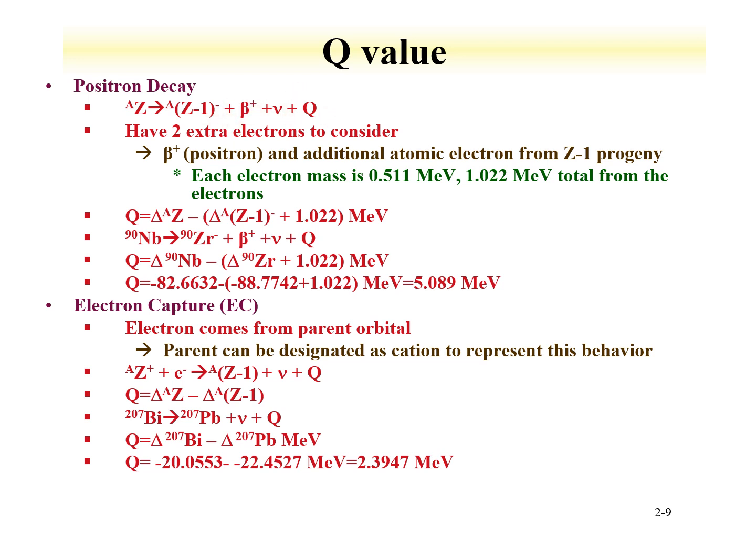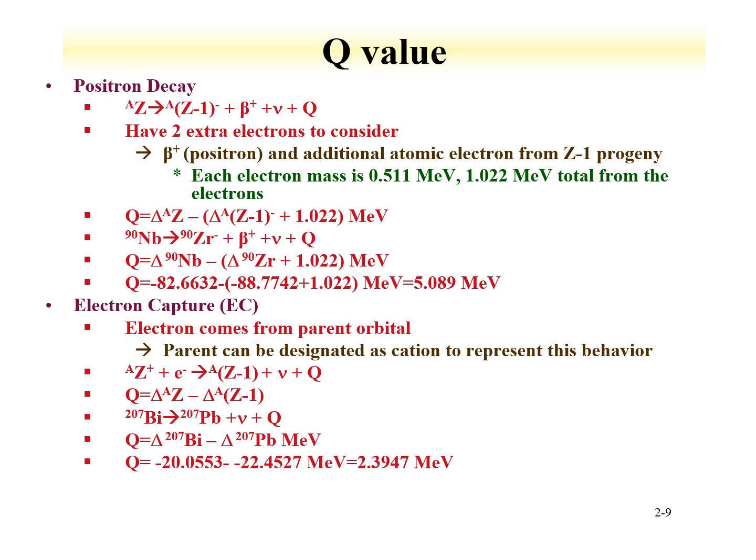So let's consider the Q value. Now, fundamentally, we have two extra electrons to consider. I have this atom that decays. I've taken a proton and converted it to a neutron, so this atom has an excess electron. This positron that comes out, we'll also treat as an electron. So we have two extra electrons to consider: the positron and an additional electron from the daughter.